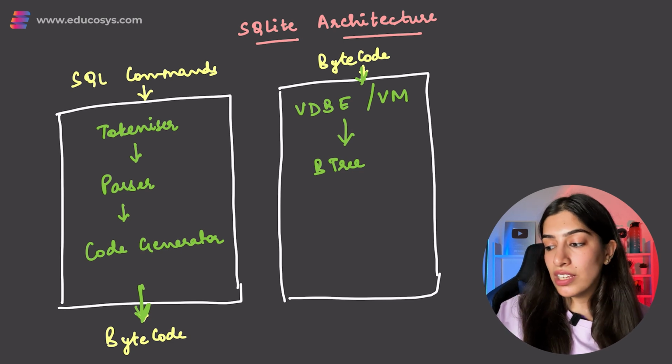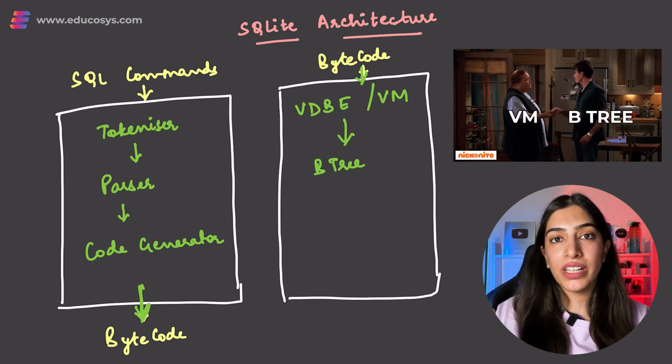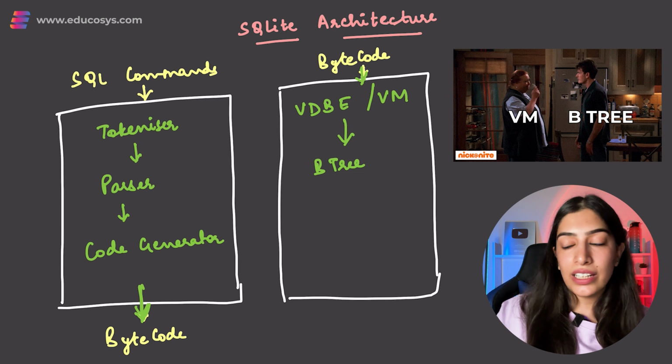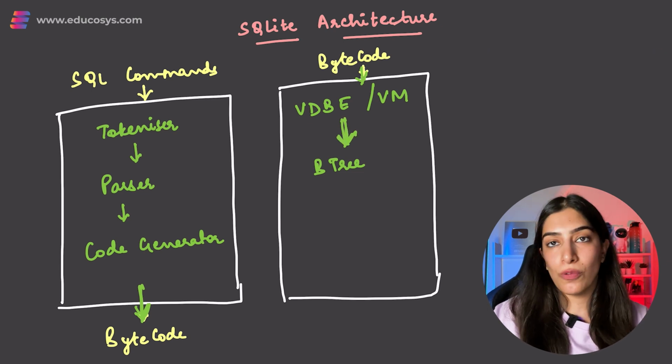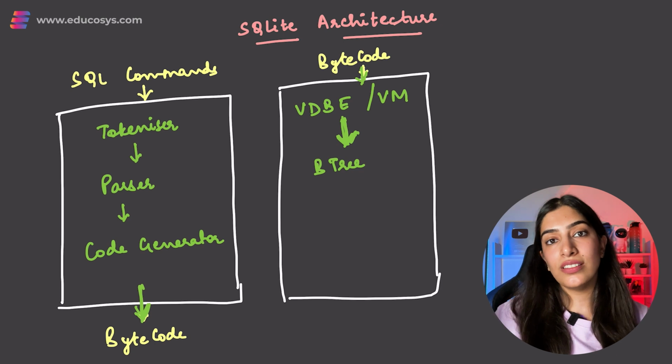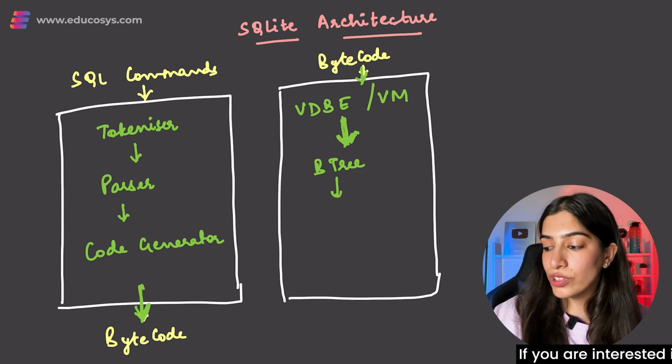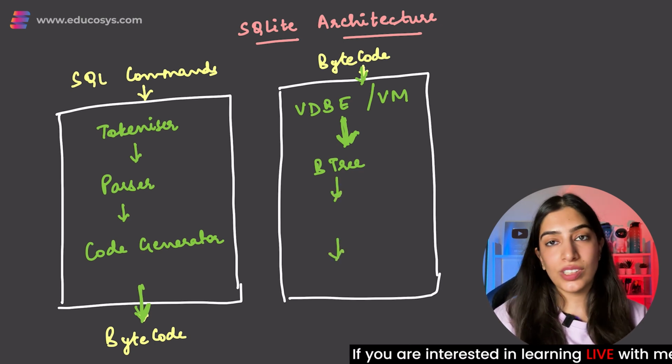Now this VDBE or VM is going to use this BTree to insert or to delete or to do whatever it has to do. It is going to use this BTree component. So VDBE is using this BTree component. BTree component is going to use the next component, which is going to use the next component.